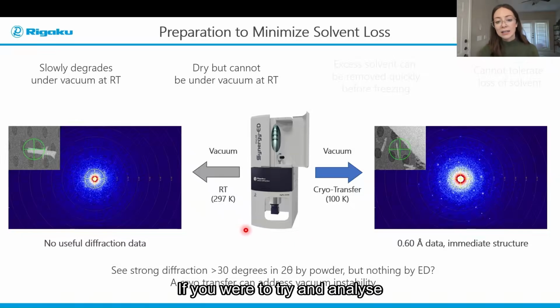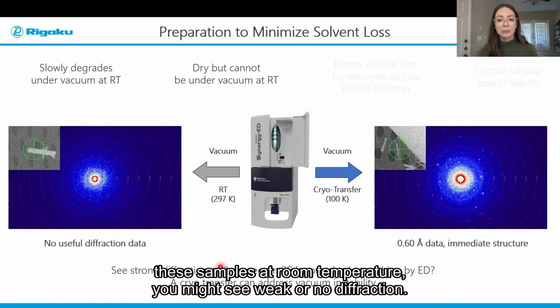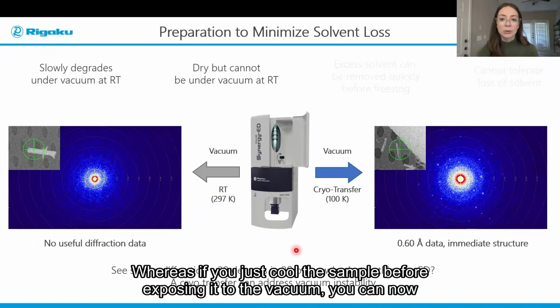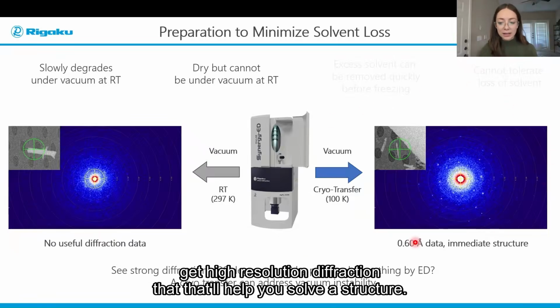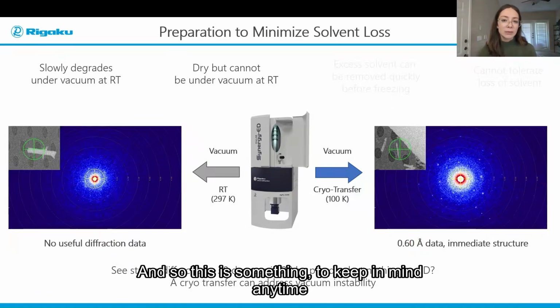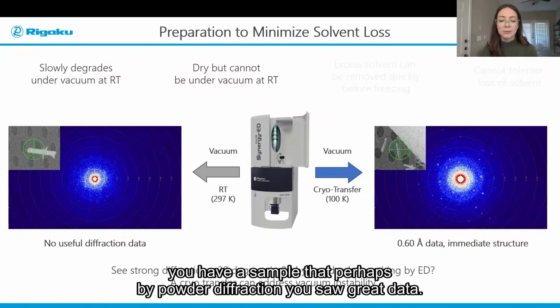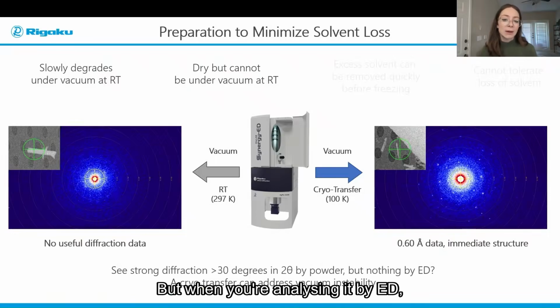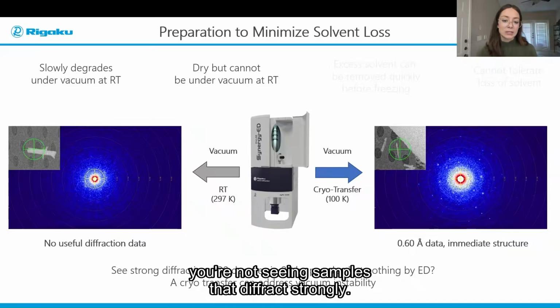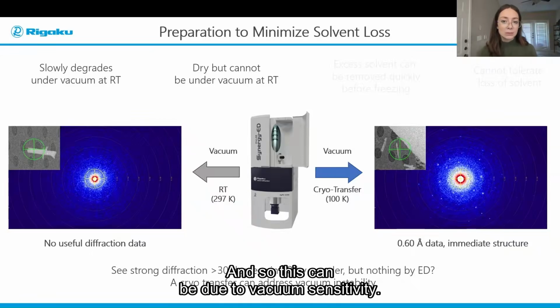If you were to try and analyze these samples at room temperature, you might see weak or no diffraction, whereas if you just cool the sample before exposing it to the vacuum, you can now get high-resolution diffraction that will help you solve a structure. So this is something to keep in mind anytime you have a sample where by powder diffraction you saw great data, but when you're analyzing it by ED, you're not seeing samples that diffract strongly. This can be due to vacuum sensitivity.